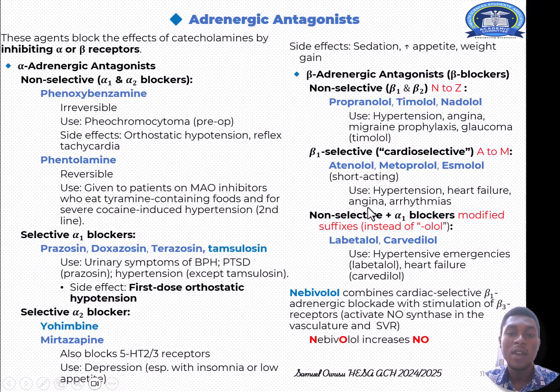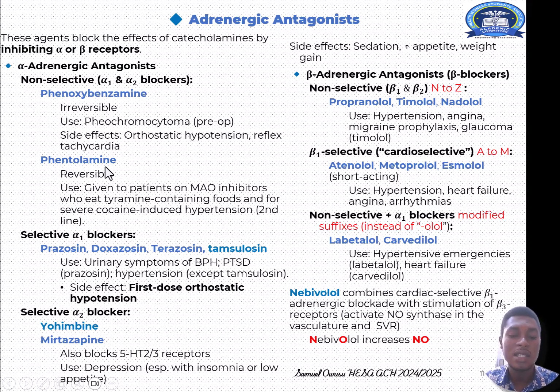Okay. Then we have adrenergic antagonists. These are agents that will block the effect of catecholamines. So it's either by inhibiting the alpha or the beta receptors. It binds to those receptors. So we have alpha selective and non-selective. Then we have beta selective and non-selective. Alpha adrenergic antagonists. We have non-selectives, phenoxybenzamine and then phentolamine.